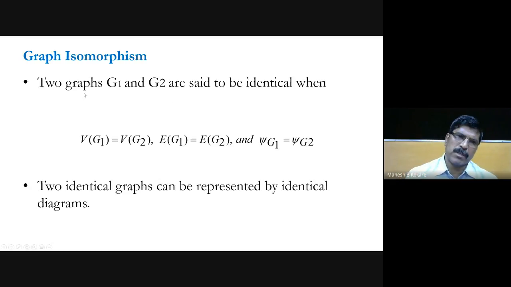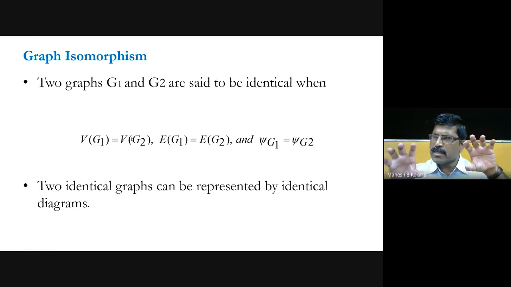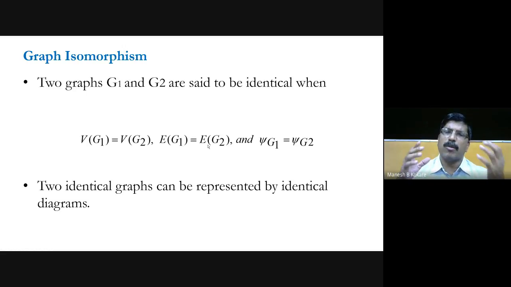So what is graph isomorphism? Suppose, for example, there are 2 graphs. G1 is one graph, which belongs to class C1, and G2 is another graph which belongs to class C2. Two graphs G1 and G2 are said to be identical if the number of vertices of G1 is equal to the number of vertices of G2, that is the first thing. The second thing is that the number of edges of G1 must be equal to the number of edges of G2.